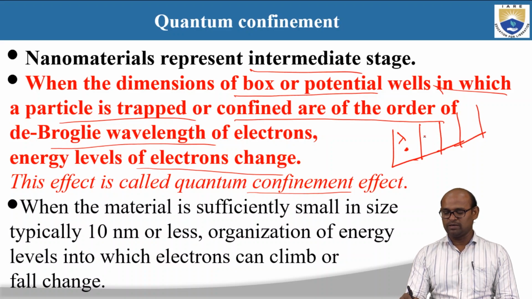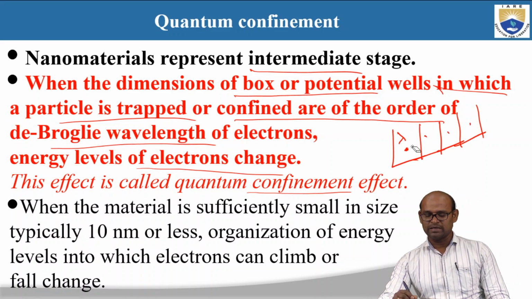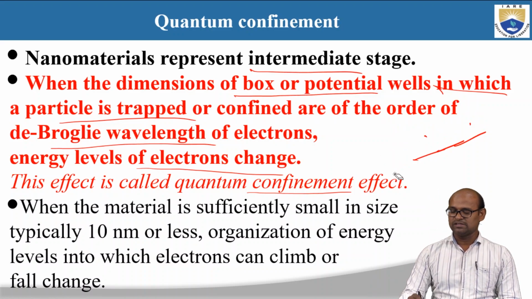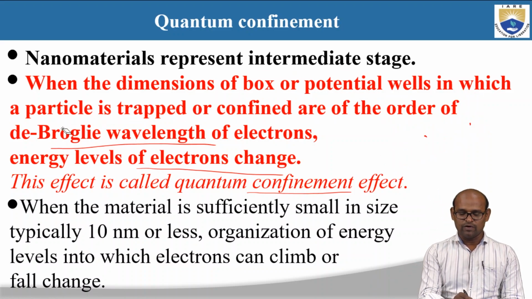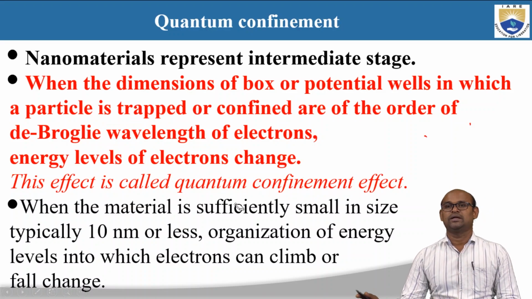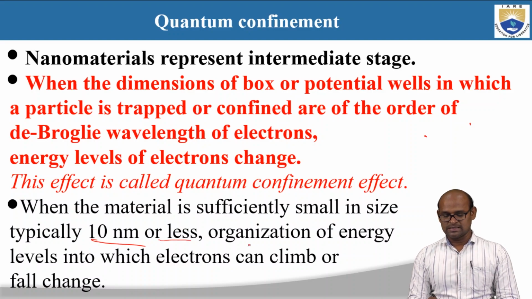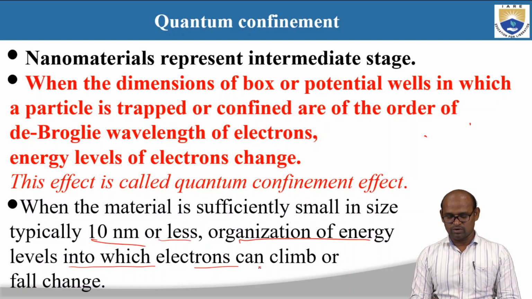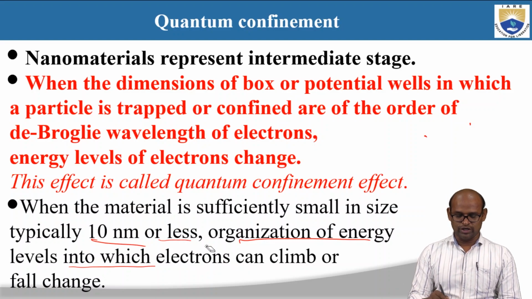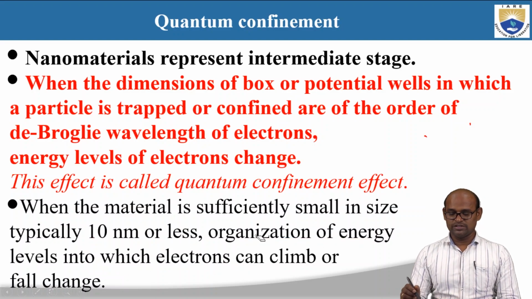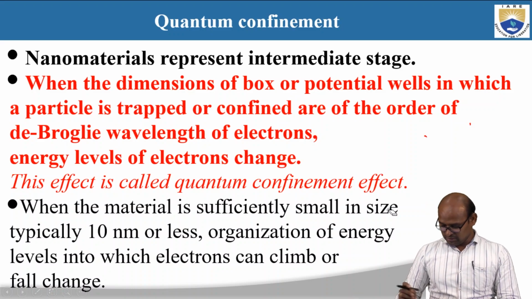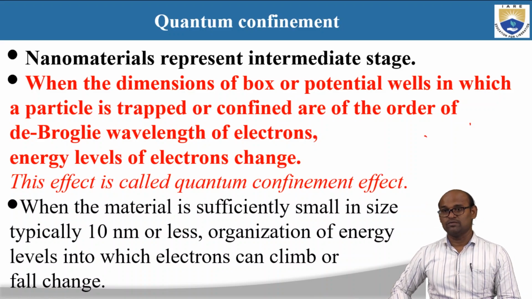So you have many nanoparticles. If a particle is trapped in a potential well, and the size of this potential well matches the de Broglie wavelength of that particle, then the energy levels will change, and such a confinement is called quantum confinement. When the material is sufficiently small in size, typically 10 nanometers or less, the organization of energy levels into which electrons can climb or fall will change. So the energy levels will be different when you have this quantum confinement effect.